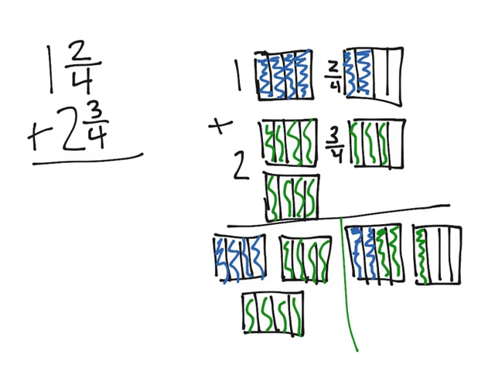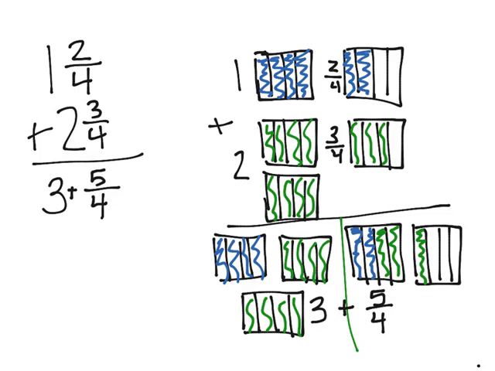So if I do this, I notice I have 2/4 plus 3/4, and how many fourths is that? That is 5/4. And then over here is 3 wholes. So I have 3 wholes plus I have an additional 5/4. And if I come back over here to my problem, 2/4 plus 3/4 is 5/4, and 2 plus 1 is 3. So I've got 3 plus an additional 5/4.